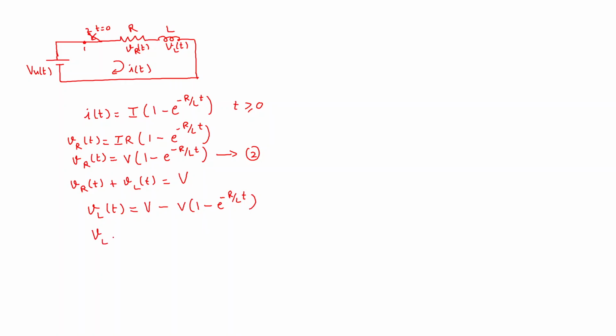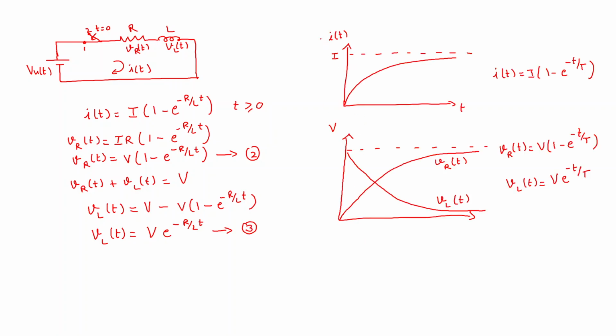So V_L of t is equal to V into e power minus R by L into t. Let me take this as equation number 3. Here I have drawn all three variables, that is the current through this entire loop, I of t. This I of t is equal to capital I into 1 minus e power minus R by L into t.